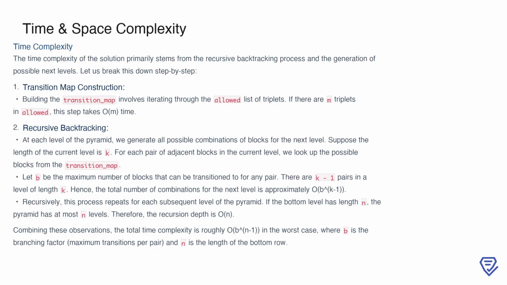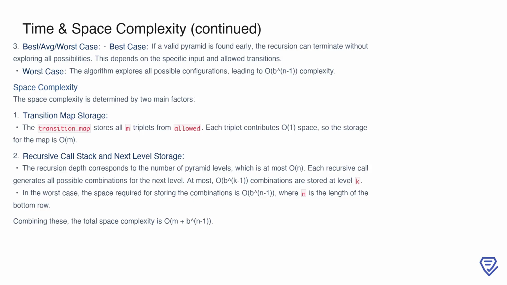This process continues recursively, with the number of levels in the pyramid being roughly equal to the length of the bottom row, n. Combining these factors, the overall time complexity in the worst case is approximately O(B^(n-1)), where B is the branching factor and n is the number of blocks in the bottom row. Now, let's refine the analysis by considering the best, average, and worst case scenarios.